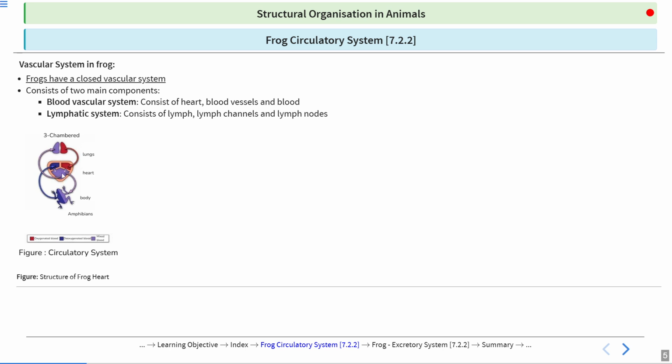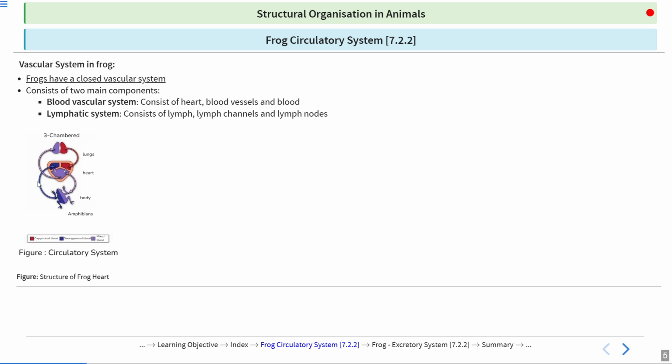When it goes to the ventricle, as the ventricle has only one chamber, here the ventricle is not having two chambers, right? It is one chamber. So here you can see that in the ventricle mixed type of blood is there. The deoxygenated blood and the pure blood that comes from the lungs get mixed in the ventricle part. So it becomes mixed type of blood.